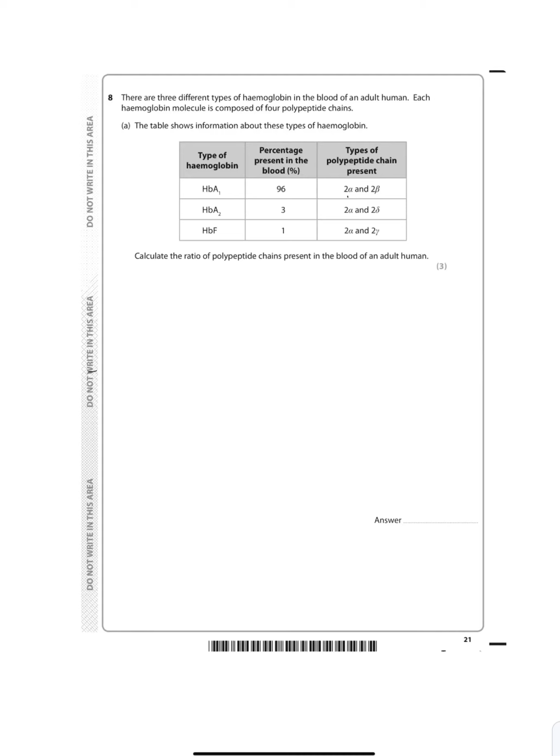Okay, so the ratio of polypeptide chains, and it tells us that we've got 4 polypeptide chains, and it tells us here it is alpha, beta, delta, and gamma. So we want to calculate the ratio of these in the blood. So, see what they've given us.